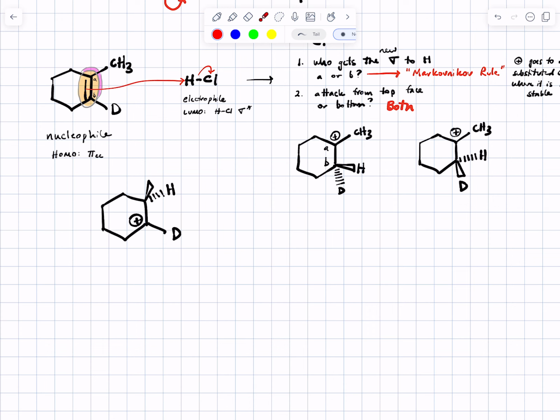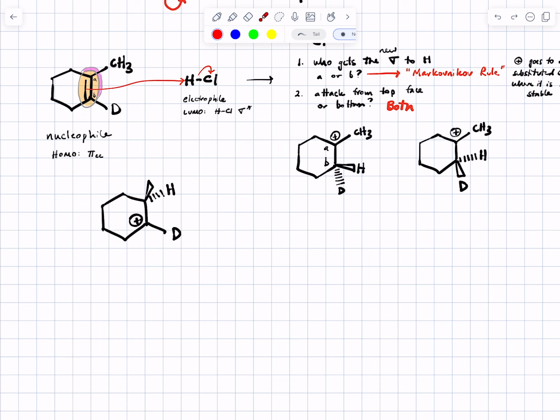Hyperconjugation is where an adjacent CH bond can line up with the empty p orbital here. If it's deuterium that's adjacent to the empty p orbital on the carbocation, there's no other CH bond here that can line up with it. All right, other questions?